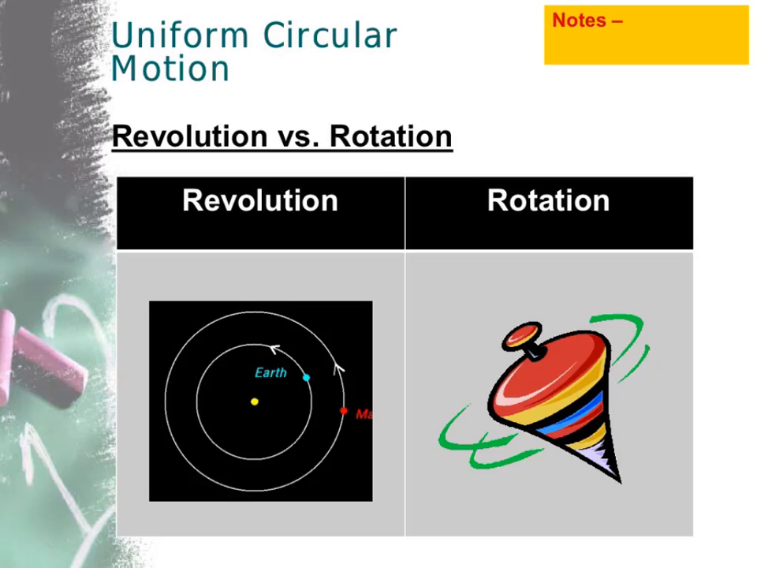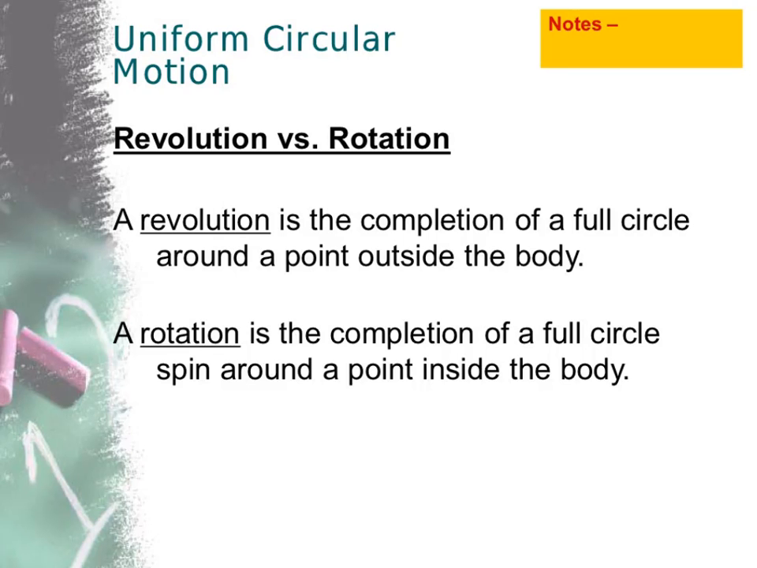Compare that with rotation, like a spinning top, where you have something spinning around a point that's located in the body of the object itself. In other words, this top is spinning around this point right here. So to put that more formally, a revolution is the completion of a full circle around a point outside the body, and a rotation is the completion of a full circle spin around a point inside the body.